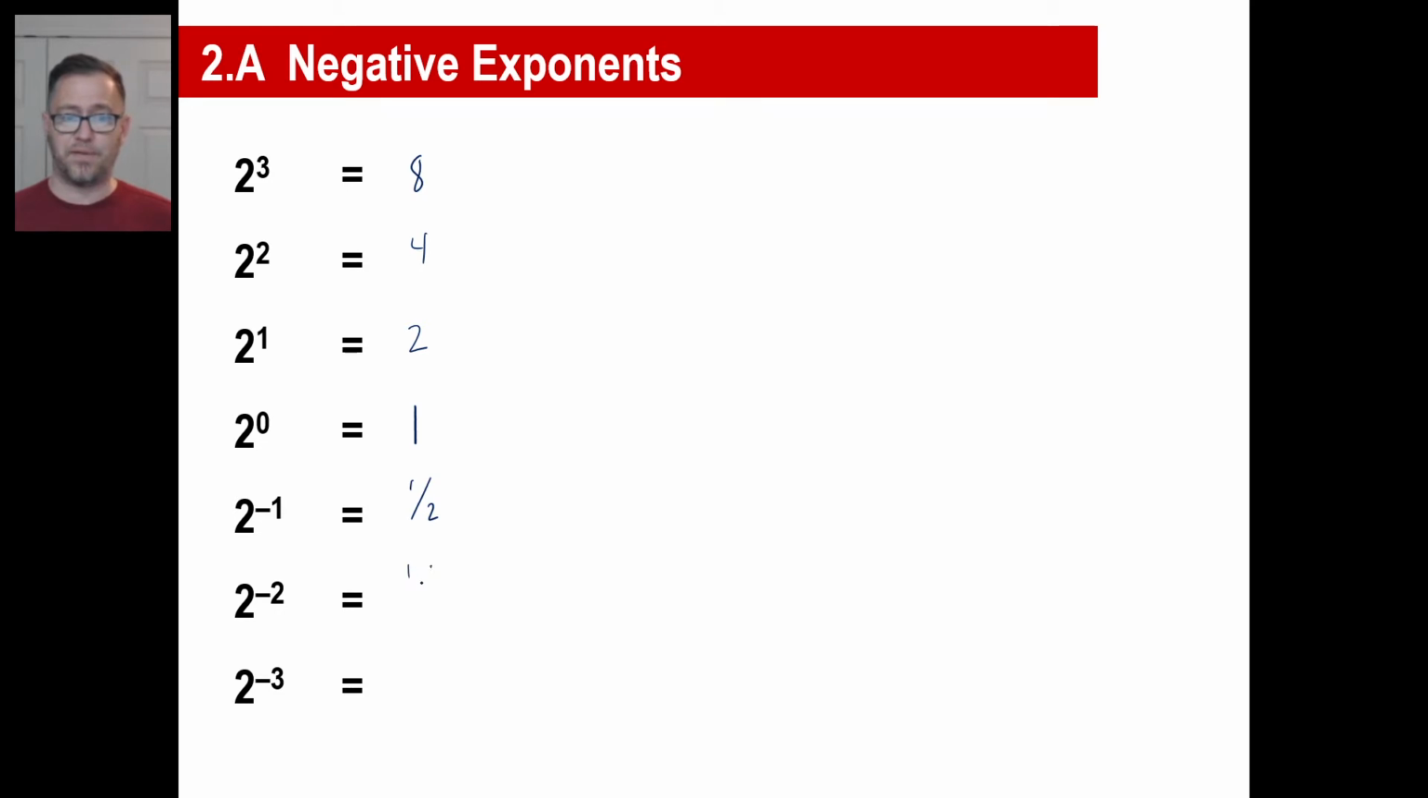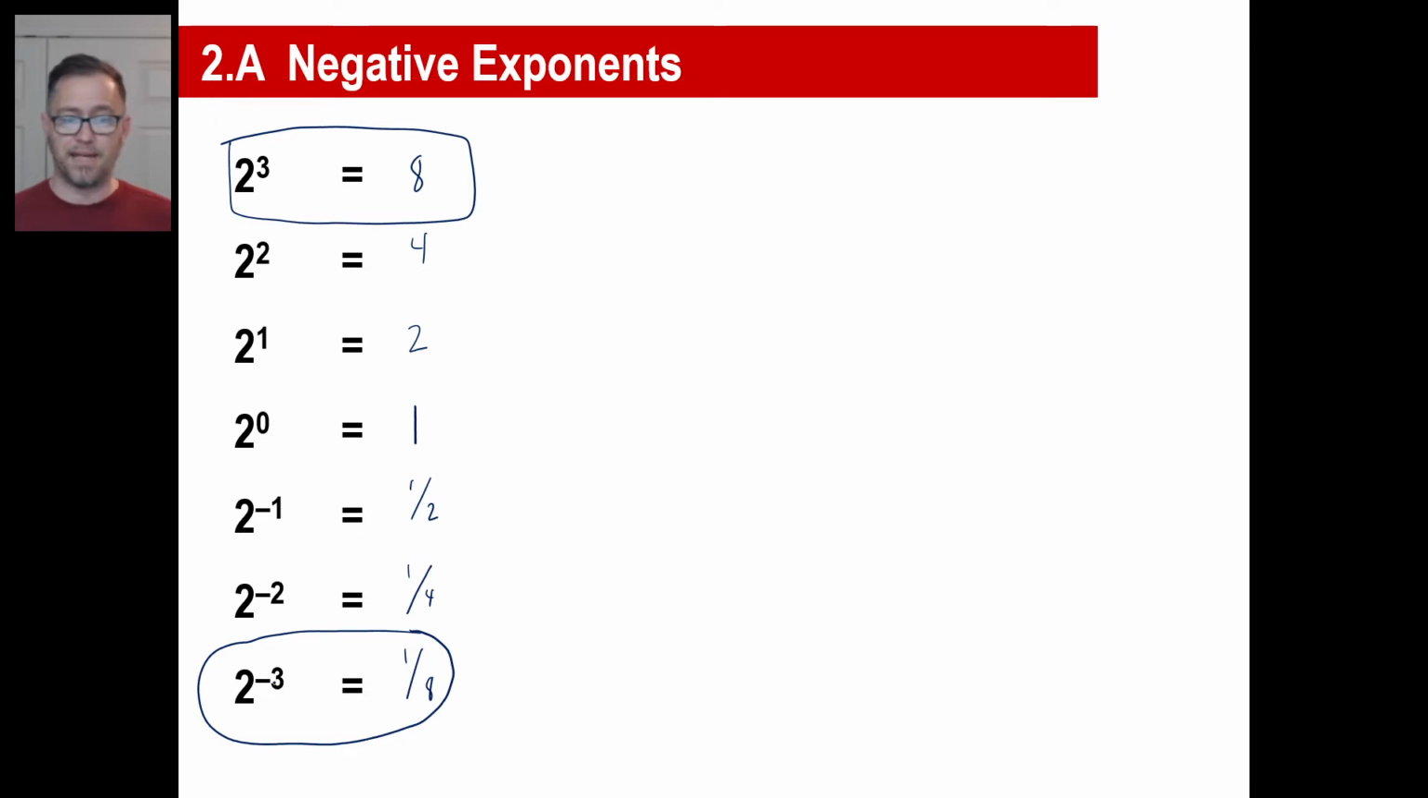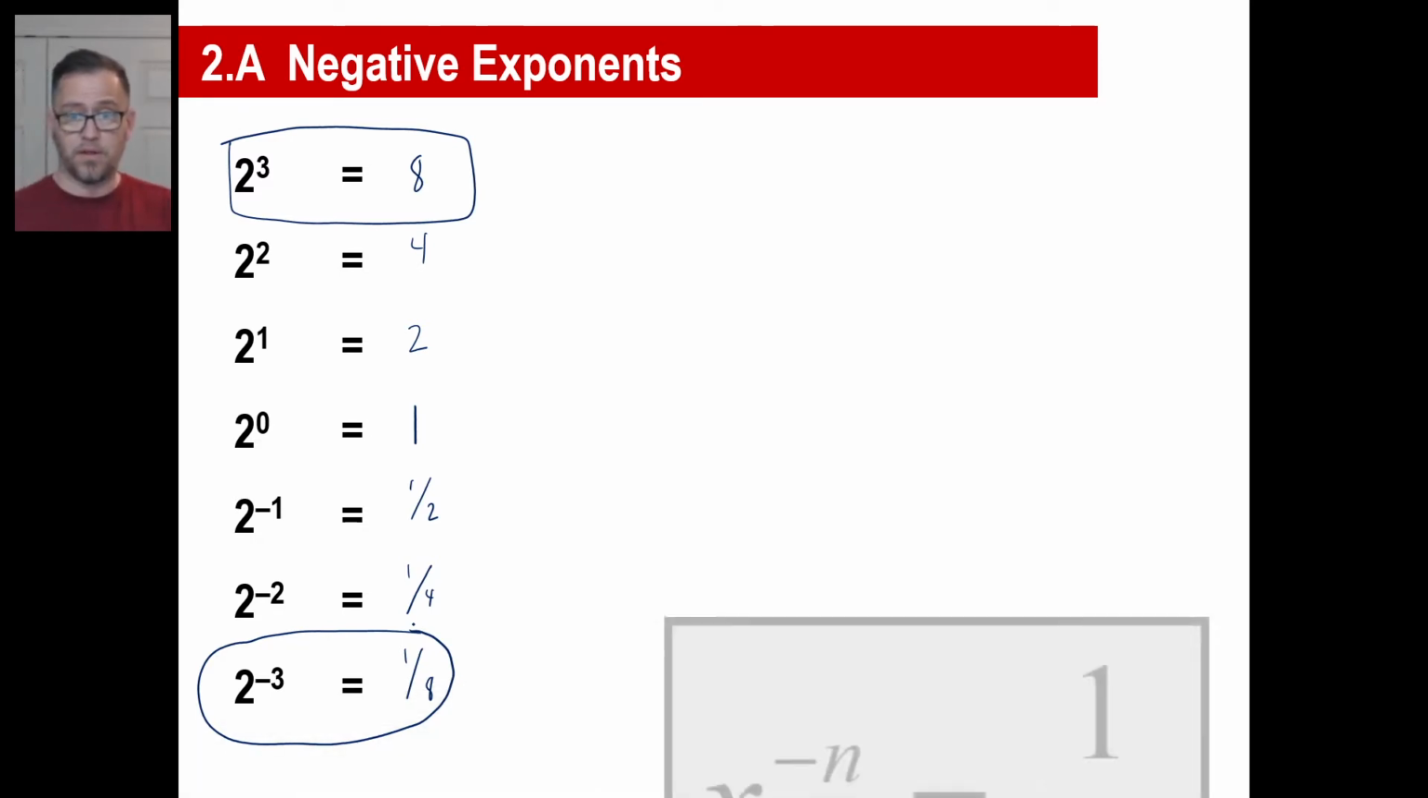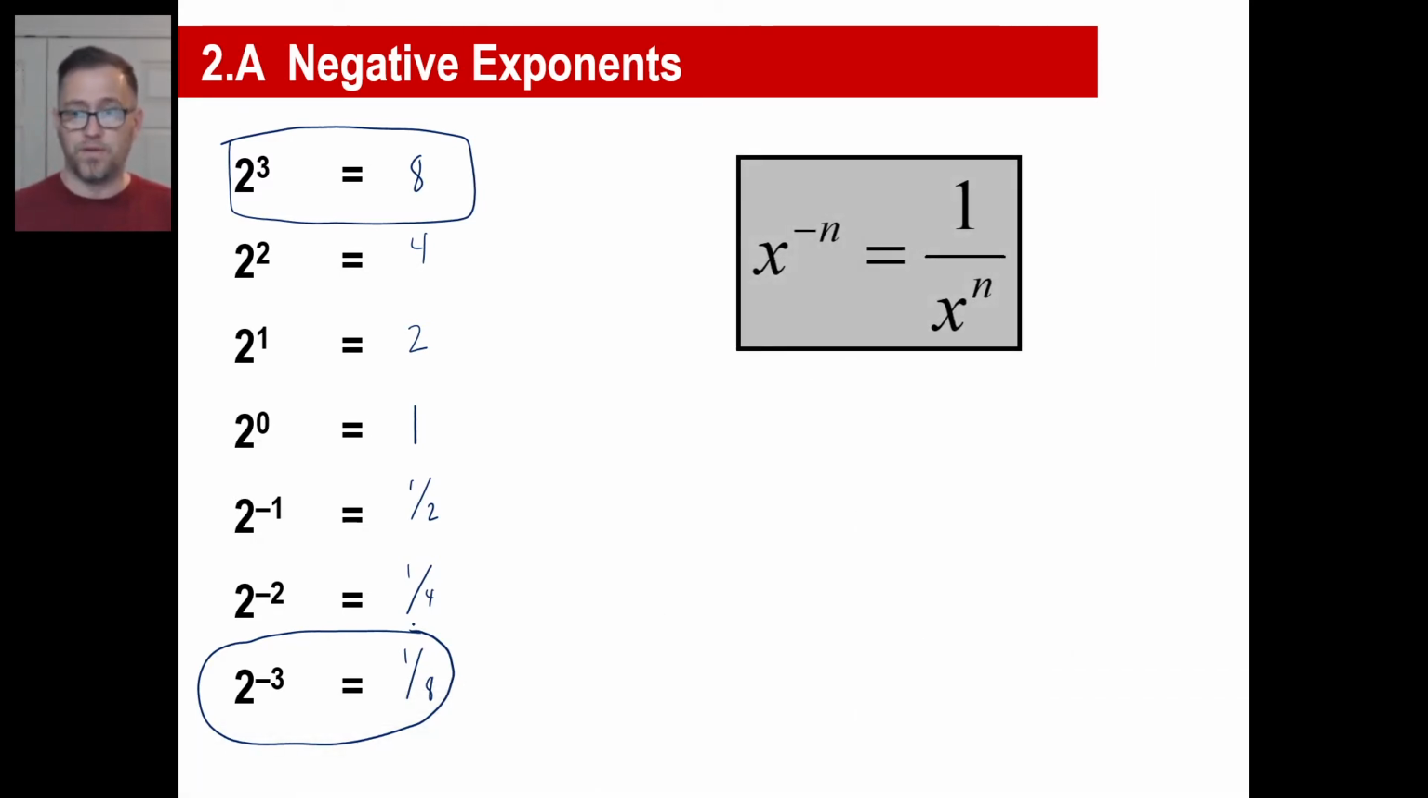Half of a half is a fourth. Half of a fourth is an eighth, and so on. You probably notice a kind of a pattern like this. 2 to the third power is 8. But 2 to the negative third power is 1 over 8. And that is actually a rule, and this is how we're going to look at it right here. That is the rule. If you want to write that down, I'd write it down.